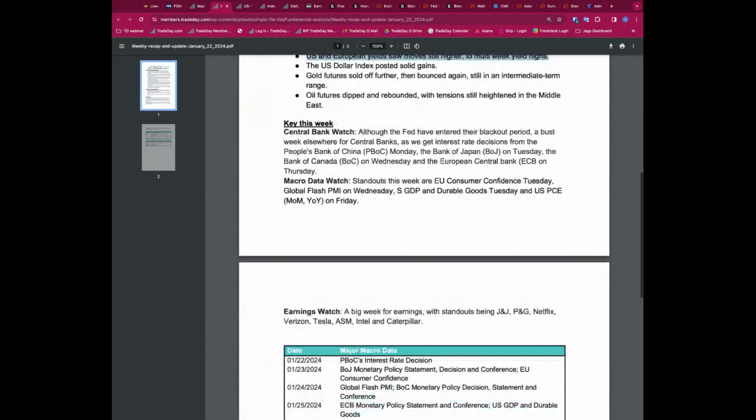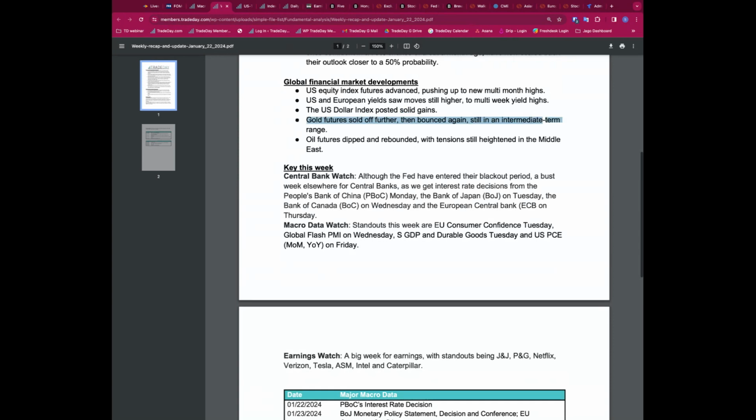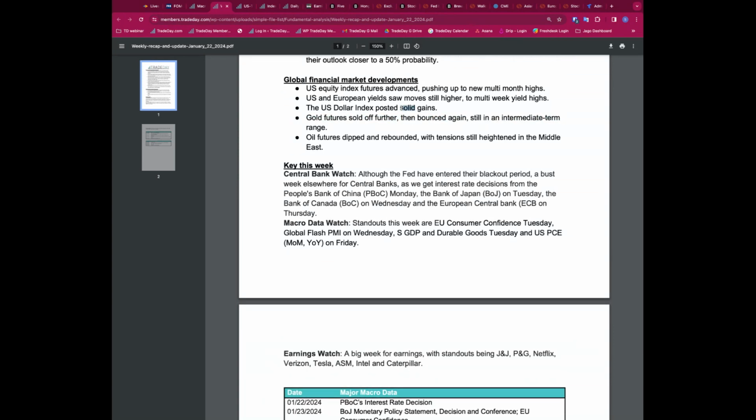Let's go back to the weekly recap and look at what we've got coming. Just a quick nod to the other markets though. The US dollar index has gained as we've seen yields go higher. Previously it had been selling off as yields were lower. Now the US dollar is doing well on the back of relatively higher yields.